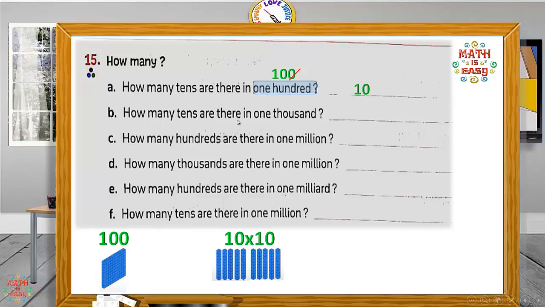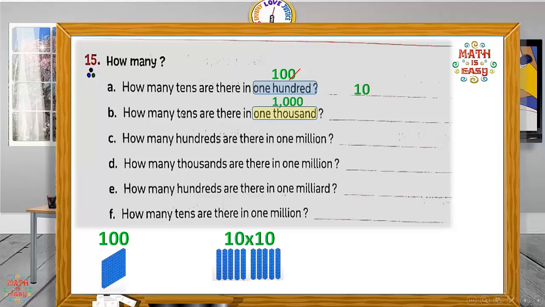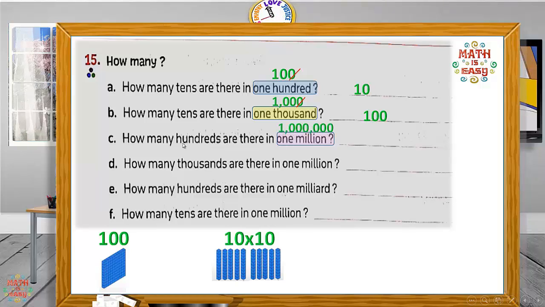Next one, how many tens are there in 1,000? Write 1,000 in standard form with 3 zeros, and tens means 1 zero, so cross out 1 zero only. The remainder is 100. How many hundreds are there in 1 million? If you write 1 million in standard form, you have 6 zeros. He asks you about hundreds, so you should cross out 2 zeros like this. The remainder will be 10,000. That means there are 10,000 hundreds in 1 million.